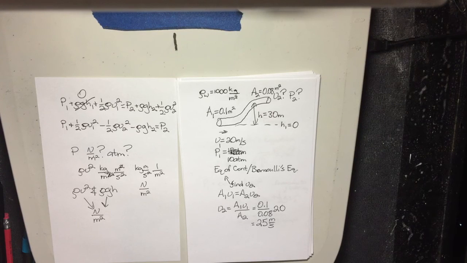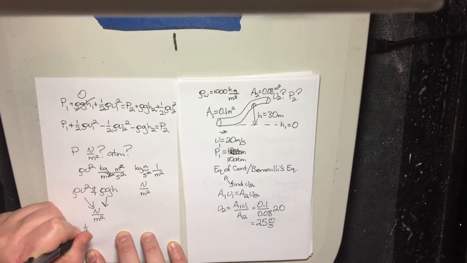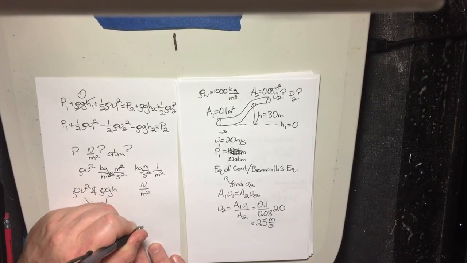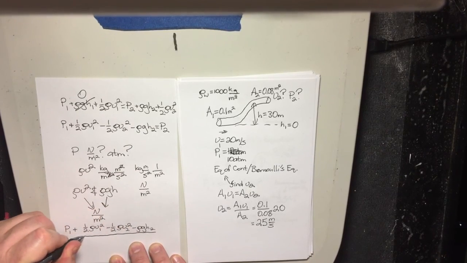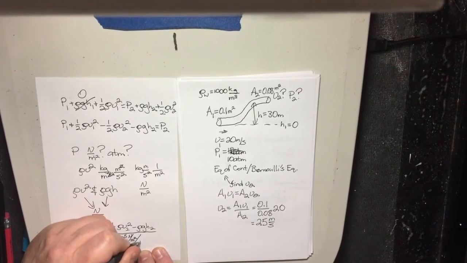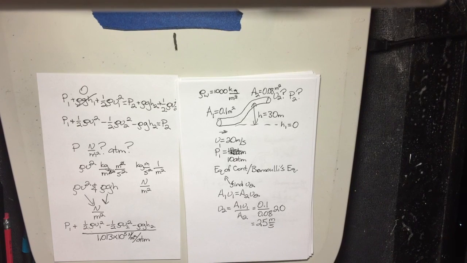Let's say I asked, you decide, should the answer be in atmospheres or newtons per meter squared? Pick. Don't look at your notes, just say it. Guess, it's like flipping a coin. Atmospheres, great. So if she wants the answer in atmospheres, that 1/2 rho V1 squared minus 1/2 rho V2 squared minus rho G H2 must all be divided by 1.013 times 10 to the 5th newtons per meter squared per atmosphere. So you're going to have to take those 3 terms and divide by 1.013 times 10 to the 5th. It wasn't that hard. I'm being mean.